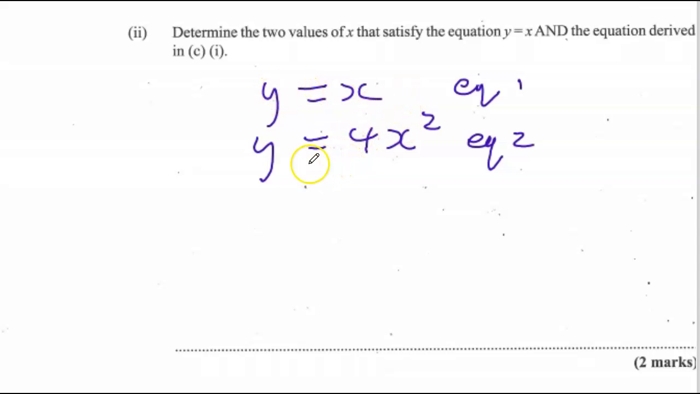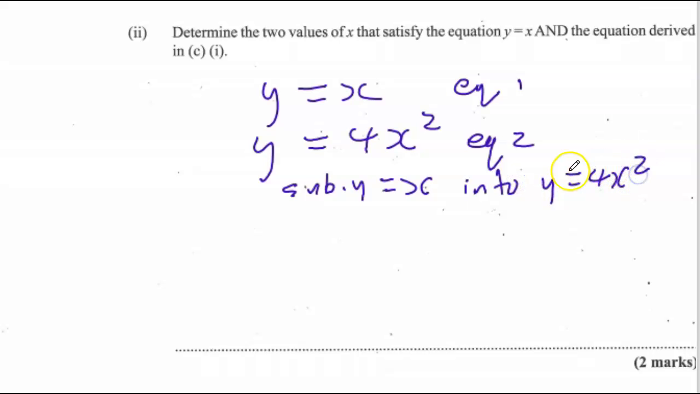Now, since y is equal to 4x squared, then we can substitute y equals x into y equals 4x squared, and you'll end up with y equal to 4. Now remember, x and y are the same. X equals y. So x I can replace with y. So y equals 4y squared.